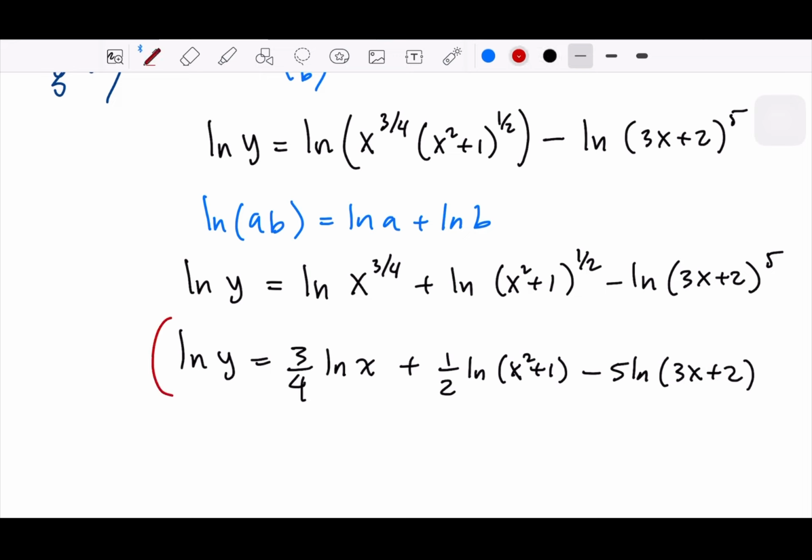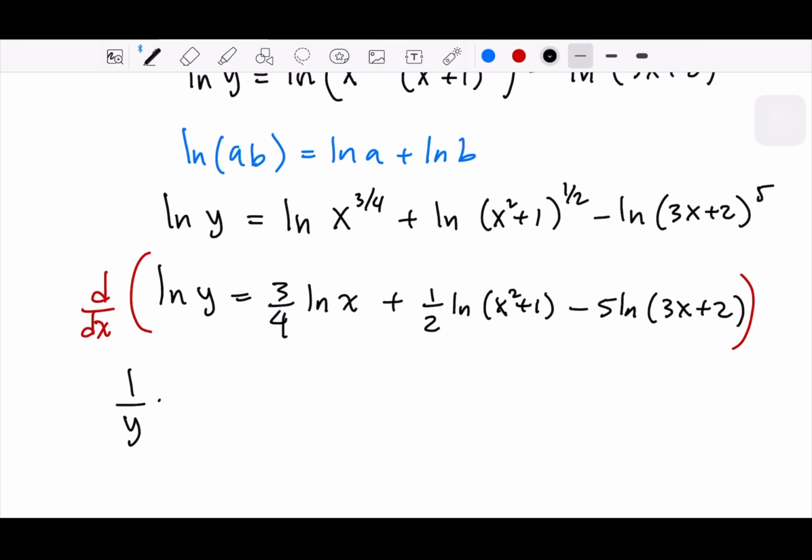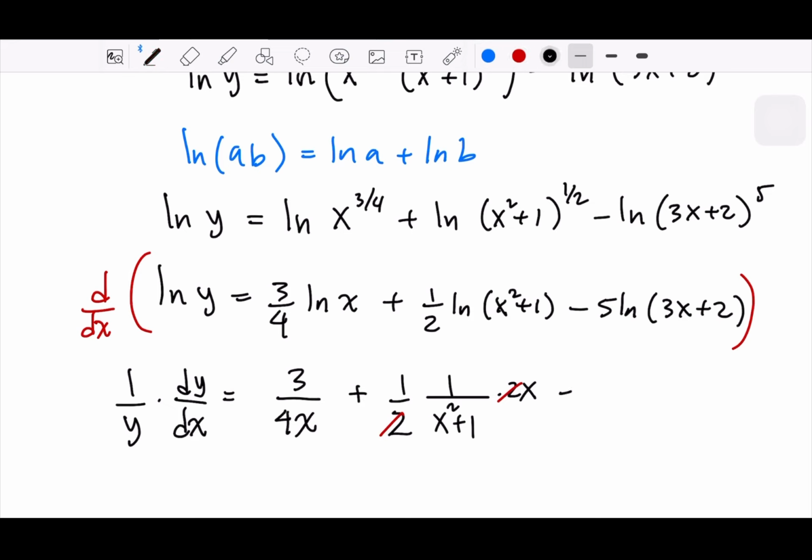So take this and compute the derivatives. So 1 over y dy over dx. And this will be 3 over 4x, right? And this will be half of 1 over x squared plus 1 multiplied with 2x. And we can cancel this. So we have x over x squared plus 1. And then minus 5 ln 3x plus 2, this will be over 3x plus 2.